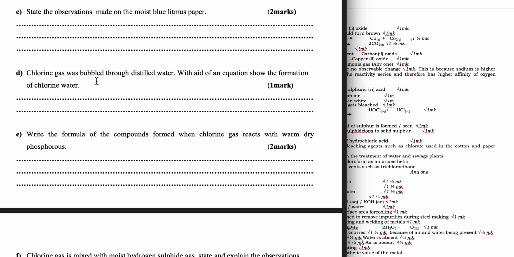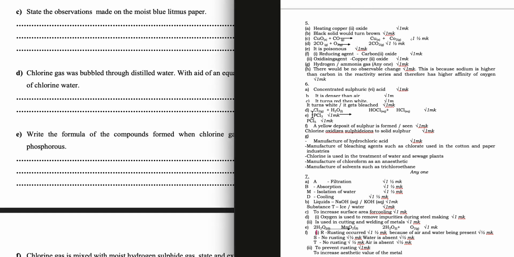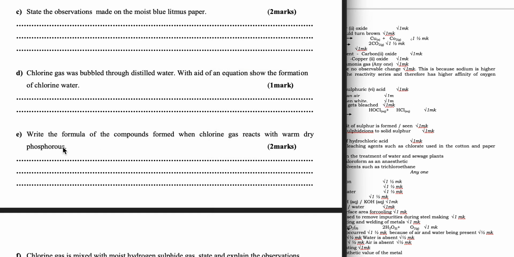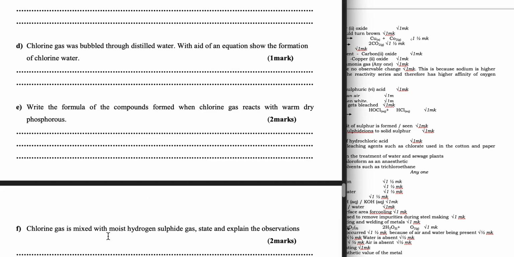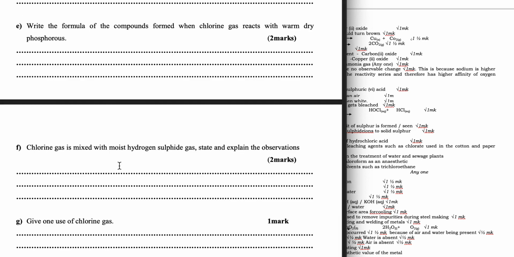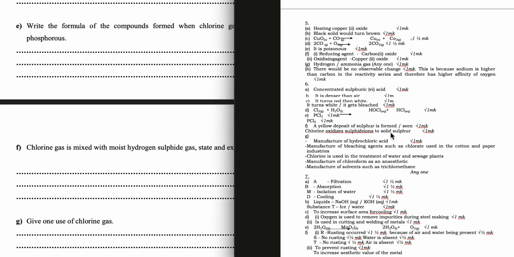Chlorine was bubbled through distilled water. With the aid of an equation, show the formation of chlorine water. This is it. Write the formula of the compounds formed when chlorine gas reacts with warm dry phosphorus. Chlorine gas is mixed with moist hydrogen sulfide gas. State and explain the observations.